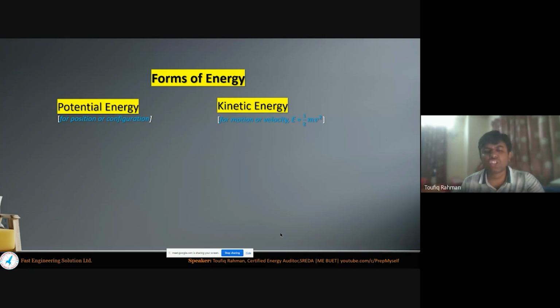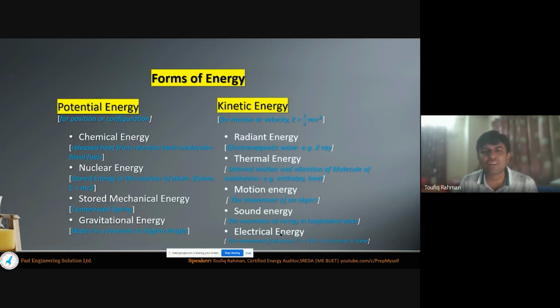We know potential energy means you can change the position, or you can get energy from chemicals. This is potential energy. So these are the energies, potential energy and also kinetic energies. Chemical energy, nuclear energy, stored mechanical energy, gravitational energy, these are all potential energy. And the kinetic energies are radiation energy, thermal energy, motion, sound, electricity.